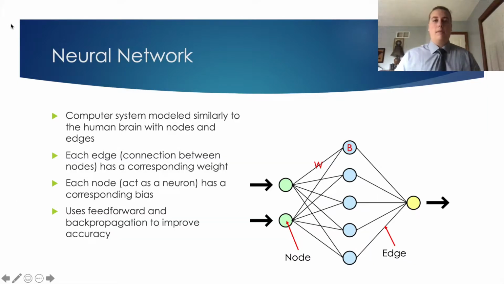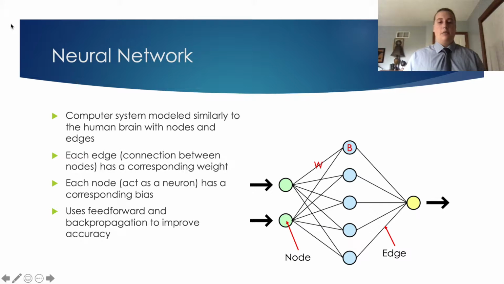So to start off, I'm going to define a neural network, and this is just a computer system modeled after the human brain. So there are neurons in the human brain that communicate with each other, but in the neural network there are edges and nodes, and the node is acting as a neuron, while the edge is the connection or information being sent between the nodes.